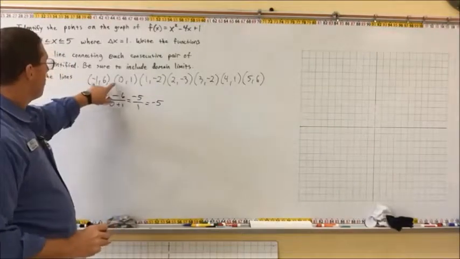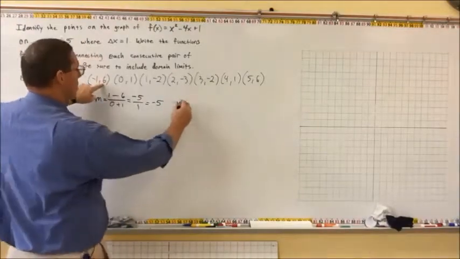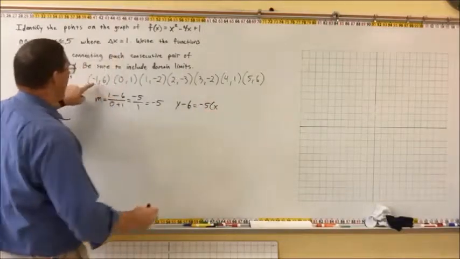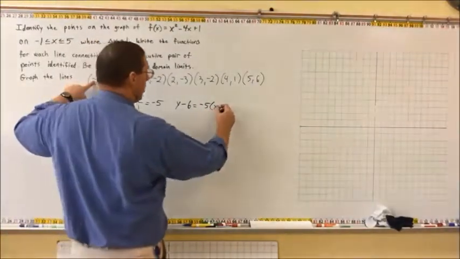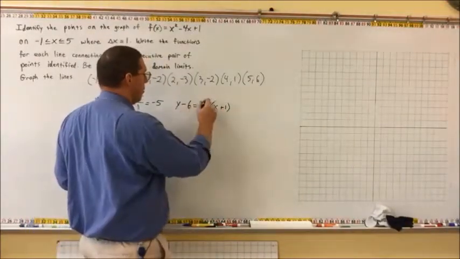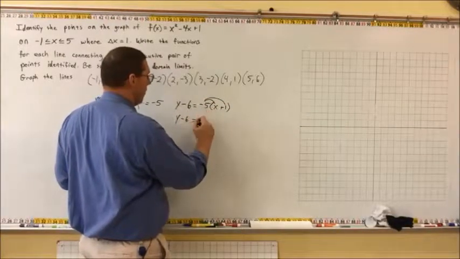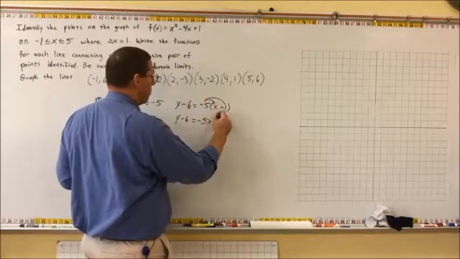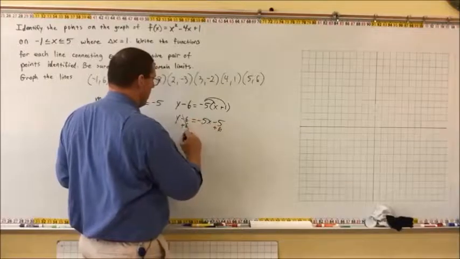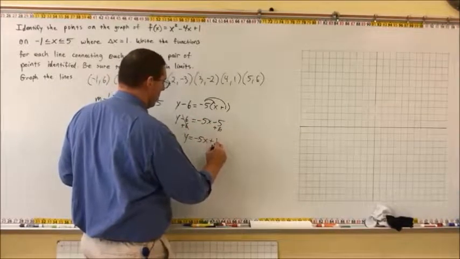Now, point slope form, let's pick this negative 1 and 6. So it's going to be y minus 6 is equal to the slope, negative 5, times x minus negative 1. So that's x plus 1. Now we're going to turn it into slope-intercept form. So we're going to distribute the negative 5. We'll have y minus 6 is equal to negative 5x. Negative 5 times 1 is negative 5. Now we're going to add 6 to both sides. And we get y equals negative 5x plus 1.